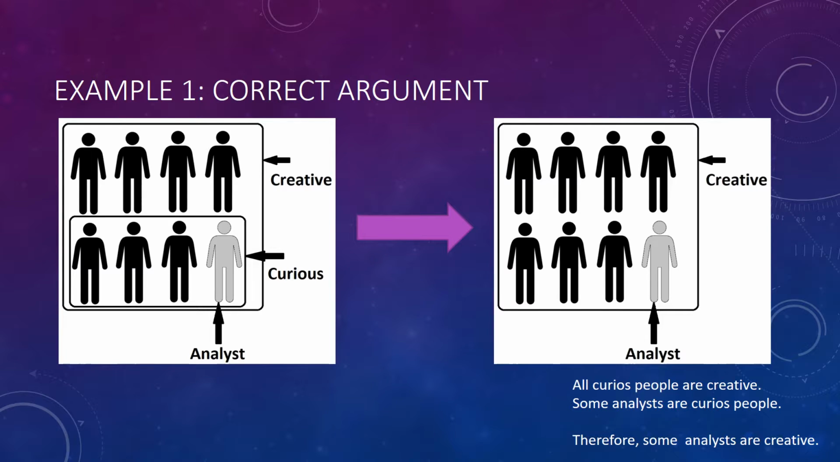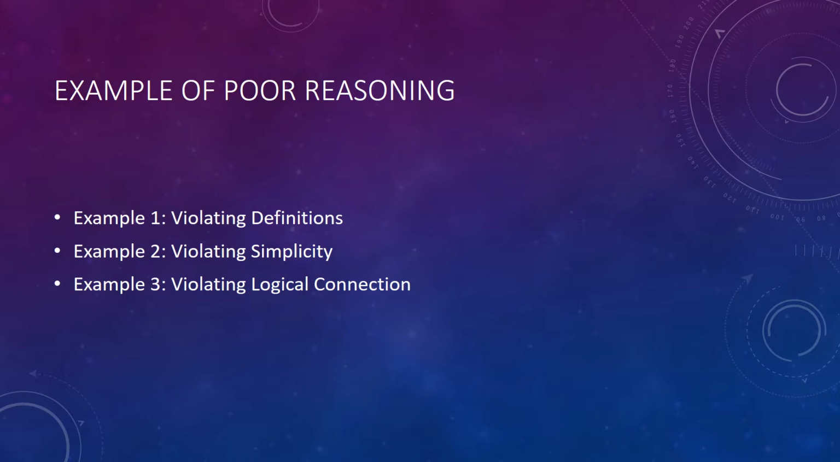Alternatively, we can simplify using the diagram and remove the box that forms the bridge between analysts and creative. Because it is the common point that connects the two, we can simplify the diagram, or the two logical connections, and state only one, i.e. some analysts are creative. As we shall see in the coming three examples, this method helps identify fallacies very easily.